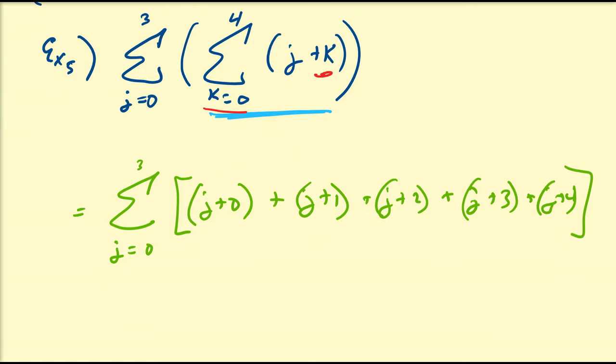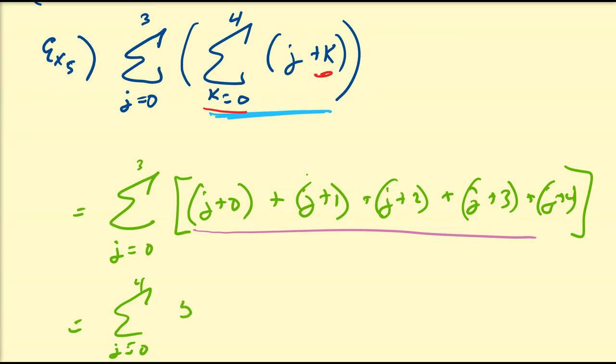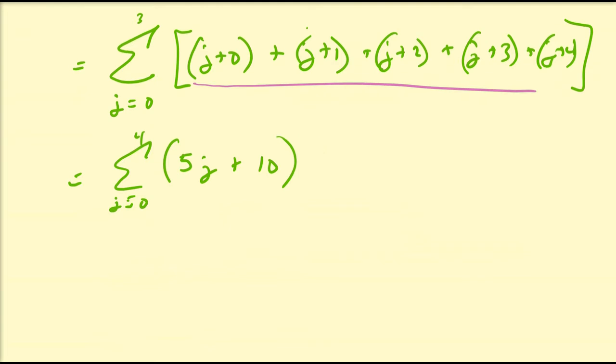Let's simplify this sum in the middle just to make things a little bit cleaner. The sum from j equals 0 to 3. So we have 1, 2, 3, 4, 5 different j's here. So we have 5j plus 0 plus 1 is 1, plus 2 is 3, plus 3 is 6, plus 4 is 10. Alright, so what can we do? Well, we can replace j with the numbers from 0 to 3 and then add up those expressions.